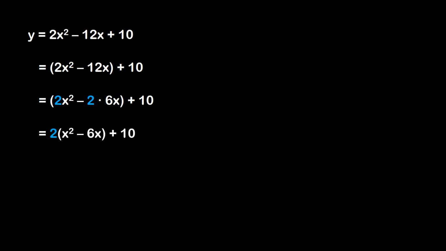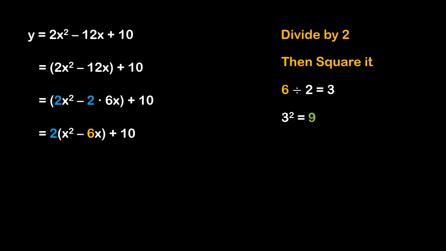And once we do that, the next step is the same as before. So we will color code the number in front of the x. We will then divide it by 2 and square it. So we divide 6 by 2 to get 3, and square 3 to get 9. This next step is again the same as before, so we are going to both add and subtract the resulting number. So this will give us 2 times x squared minus 6x plus 9 minus 9 plus 10.